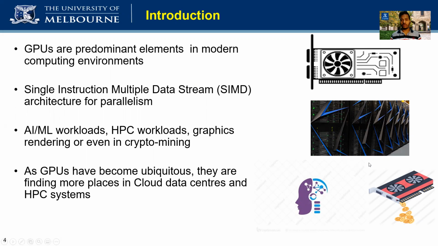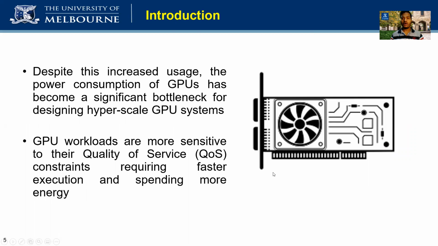As the application domains for GPUs are increasing, they have been found in more places in cloud data centers as well as HPC data centers. Despite their increased usage, power consumption has been their main bottleneck for building hyperscale GPU systems. A single GPU consumes power in the order of 200 to 300 watts, and a blade server will be equipped with multiple GPUs to meet the increased usage as well as the workload demand. On the other hand, GPU workloads have become more sensitive to their quality of service, which often requires faster execution, thus spending a large amount of power in their execution.